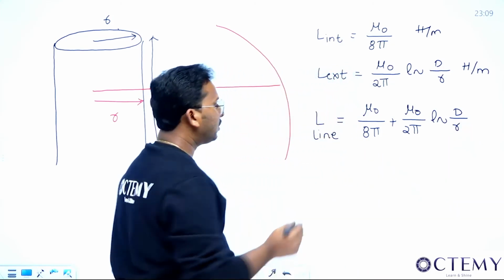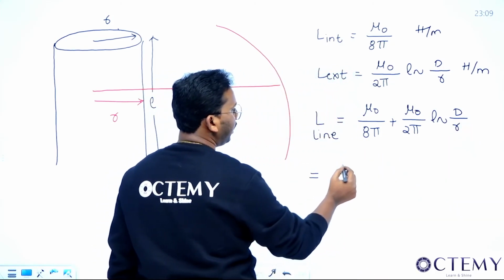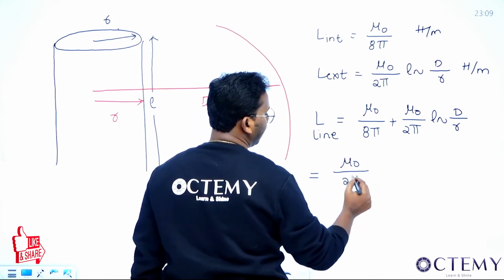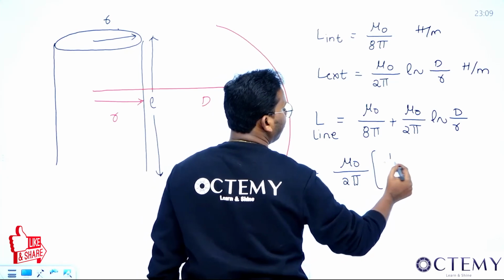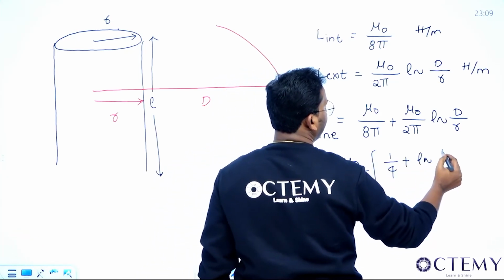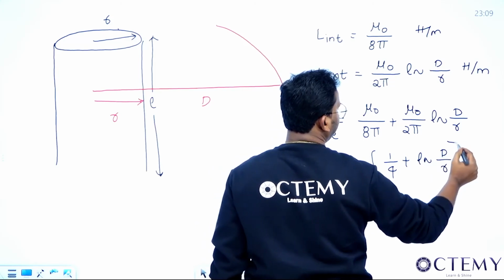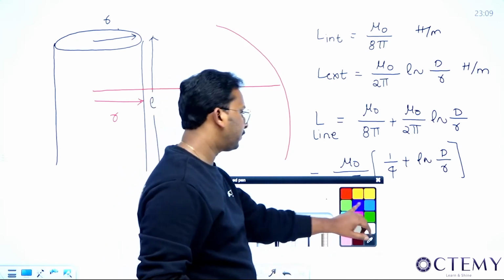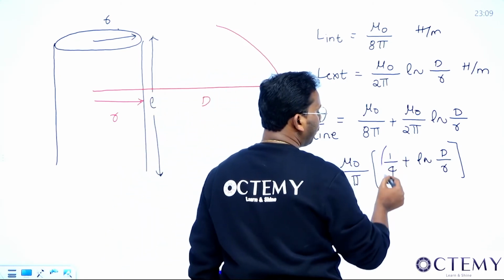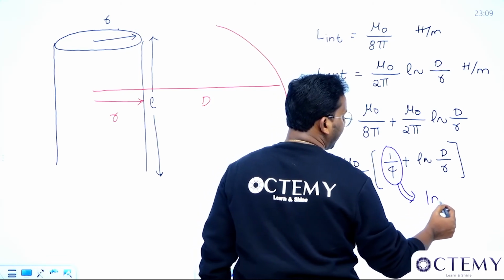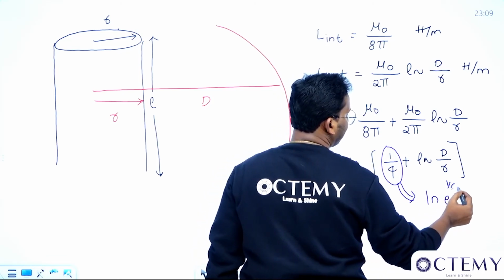So to simplify this further, if I take mu naught by 2 pi outside, then this will become what? 1 by 4 plus ln d by r. Now this 1 by 4, see sir, what I am writing this 1 by 4 as? This 1 by 4 I am writing it as ln e power 1 by 4, right?